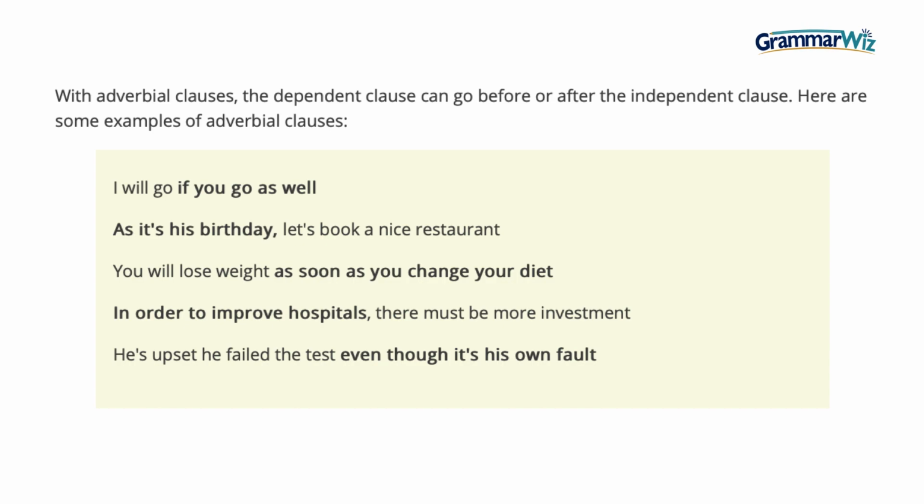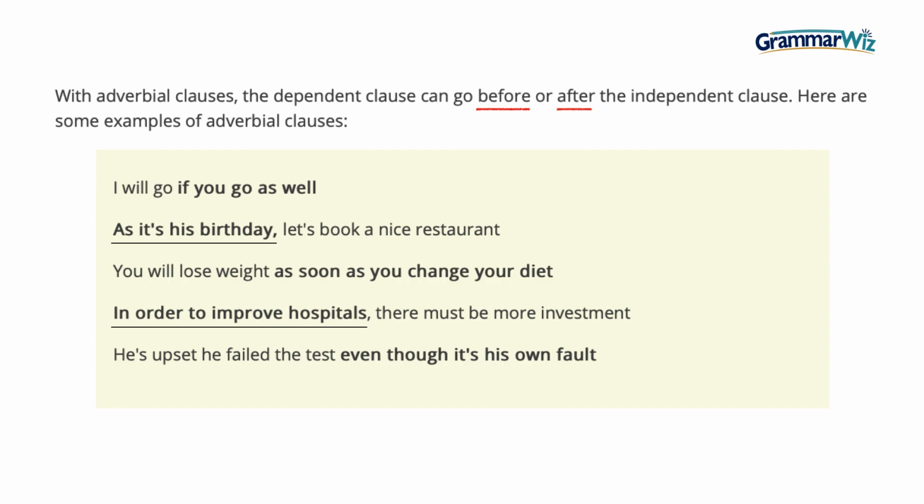With adverbial clauses, the dependent clause can go before or after the independent clause. So here are some examples of them going before, but remember they could be either way. As it's his birthday, let's book a nice restaurant. In order to improve hospitals, there must be more investment.